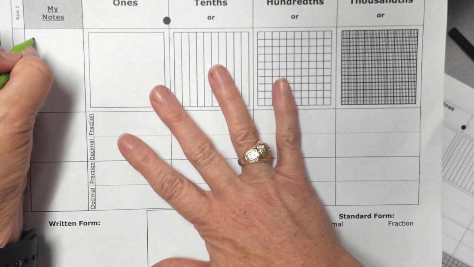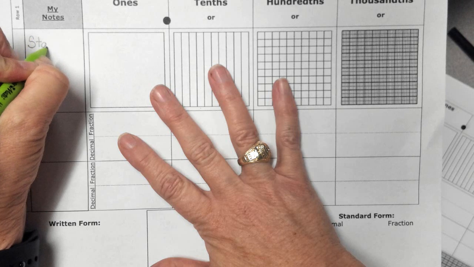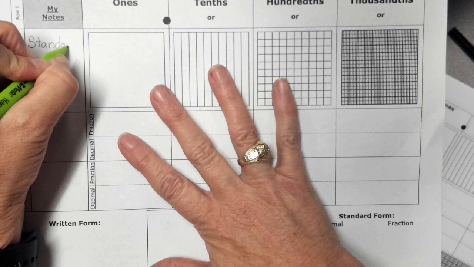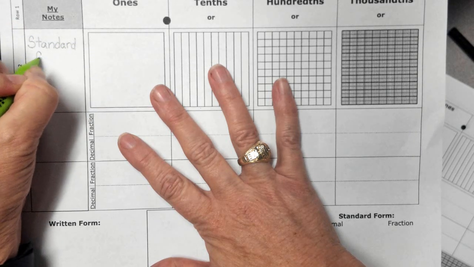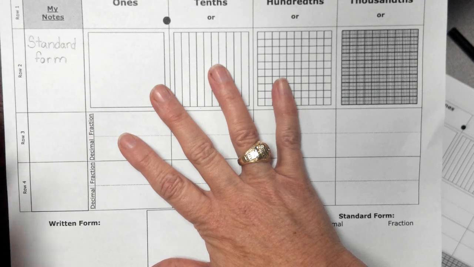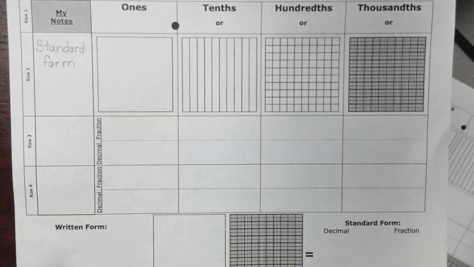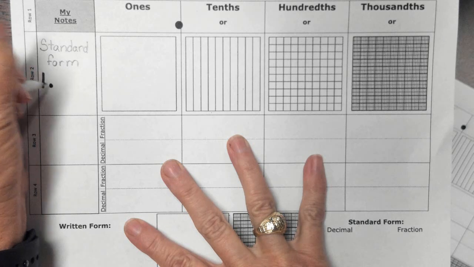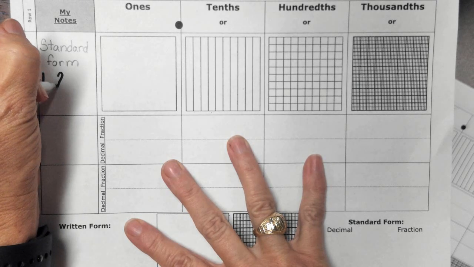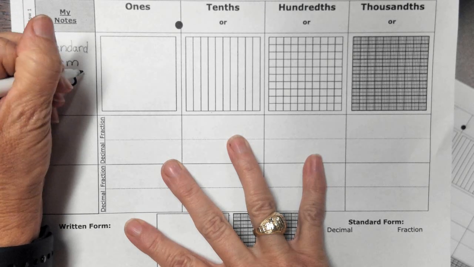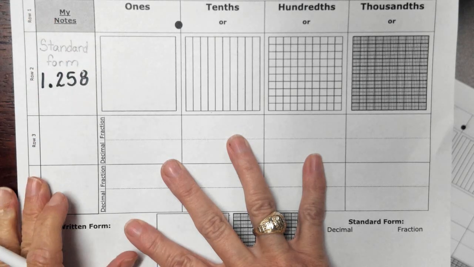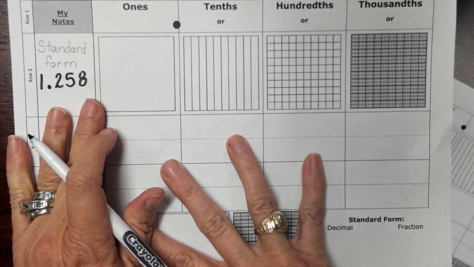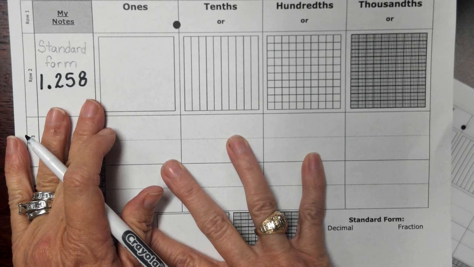Our number is going to be written in standard form first. So I'm going to go ahead and write the words standard form in this box right here. And the number that we're going to be talking about today is 1 and 258 thousandths, because that 8 is in the thousandths place.